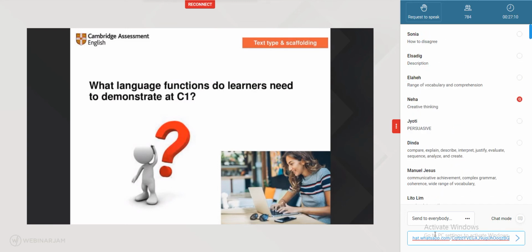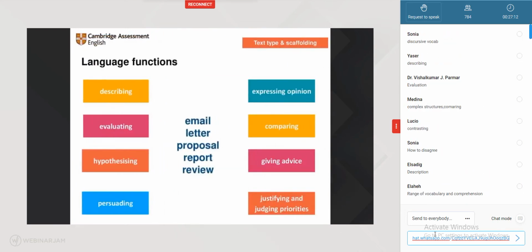We do. We summarize them thus. So there's quite a lot of functions that they are going to have to be able to express, and they're going to have to know the kind of language, the kind of typical structures that we use to express these language functions. So description, describing, evaluating, hypothesizing, persuading. Victoria, you do the right-hand side. Yeah, expressing opinion, but also comparing, being able to give advice, and of course justify opinions and judge priorities.